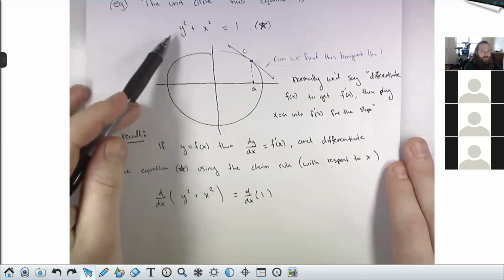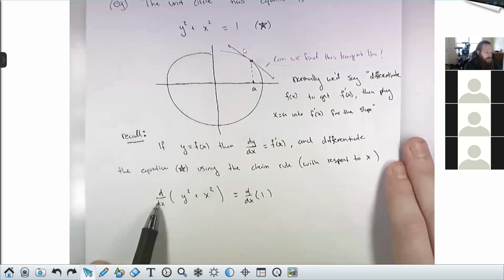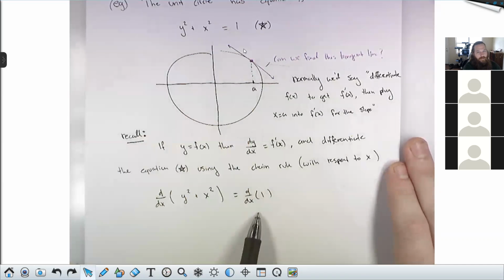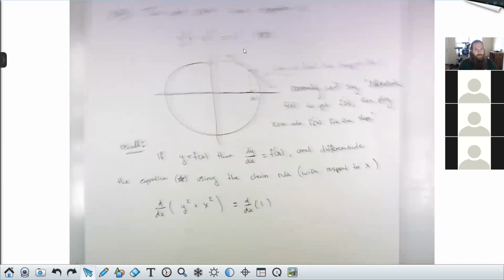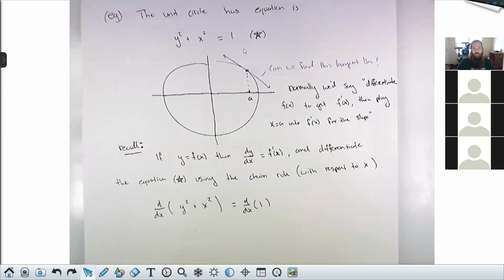So I take this equation and I slap a d dx on both sides. This is called implicit differentiation. We are differentiating with the implicit assumption that y is a function of x, or we are differentiating with the assumption that y is implicitly a function of x. That's where the term implicit differentiation comes from. Everybody with me so far?